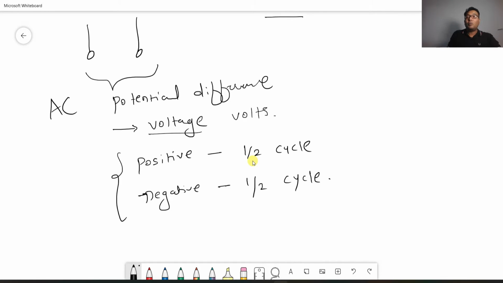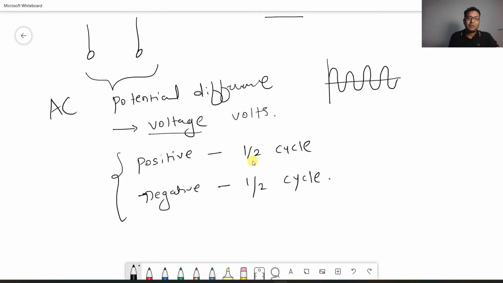Now, how many cycles are there? If it is a household power supply or household AC supply, then how many cycles are there? These cycles actually are continuously repeating. There is no gap in it. They are just coming continuously. It's all the time happening like that only. So positive for the first half cycle, negative for another half cycle. Positive for the first half cycle, negative for another half cycle.